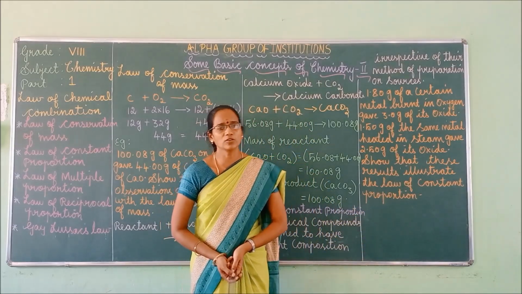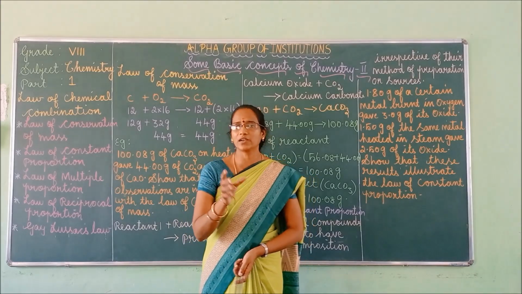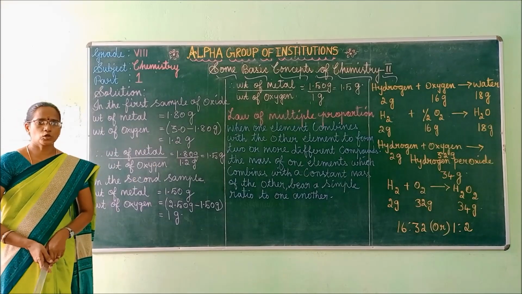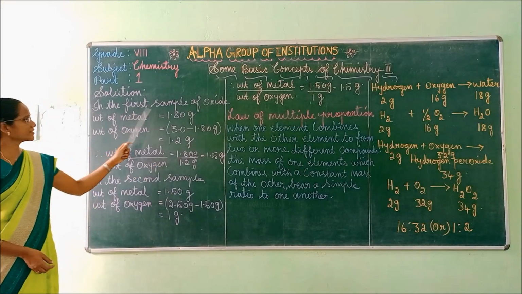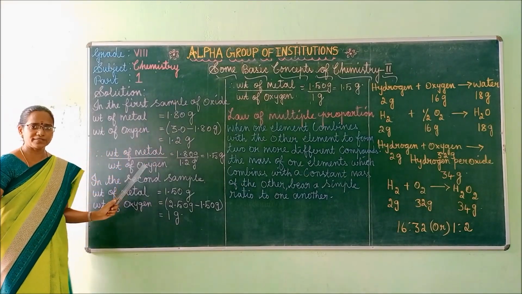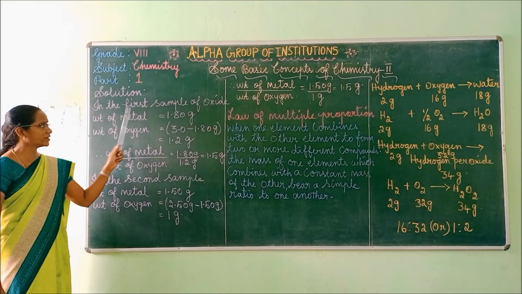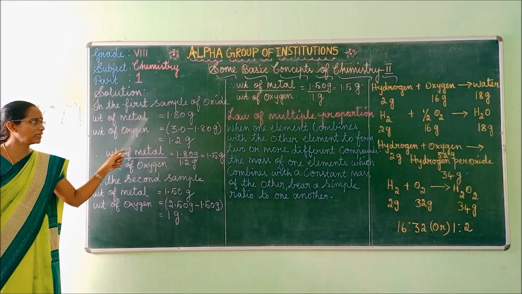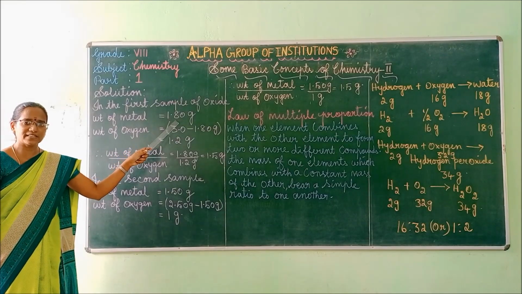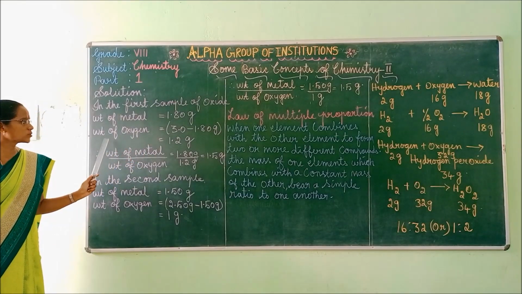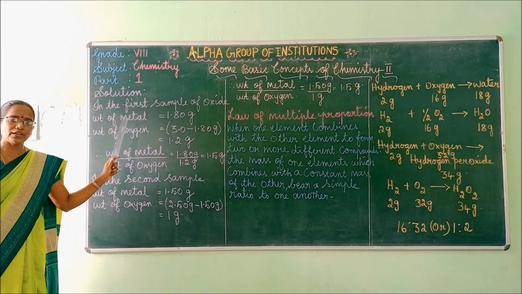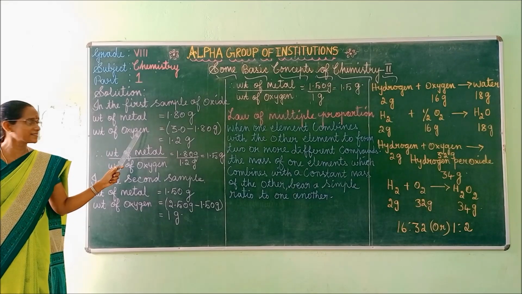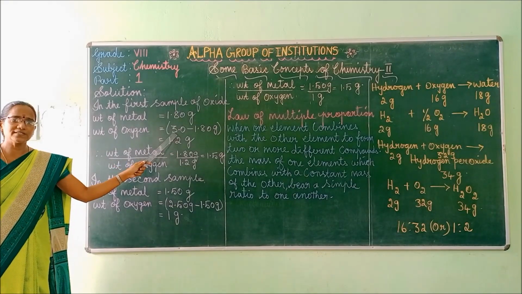Okay, so the values are already given. We have to illustrate the law of constant proportion. Right? Now, solution. In the first sample of oxide, two samples are given, isn't it? So, in the first sample, what is the weight of the metal? The weight of the metal is 1.80 gram. It is given in the question itself. Next one, weight of oxygen. When a metal is burnt in air, its mass increases, isn't it? So, the oxide weight is 3.